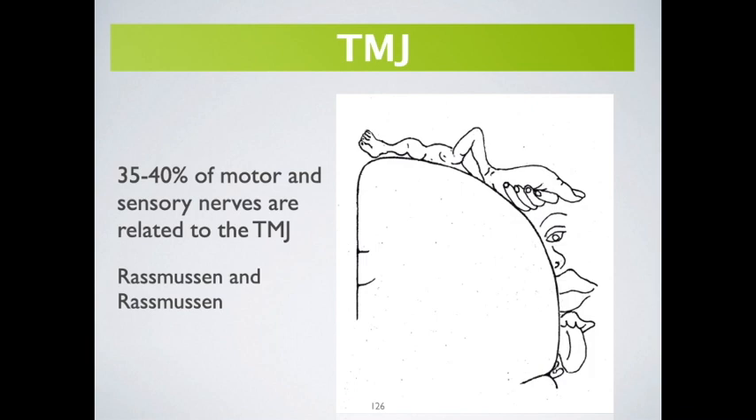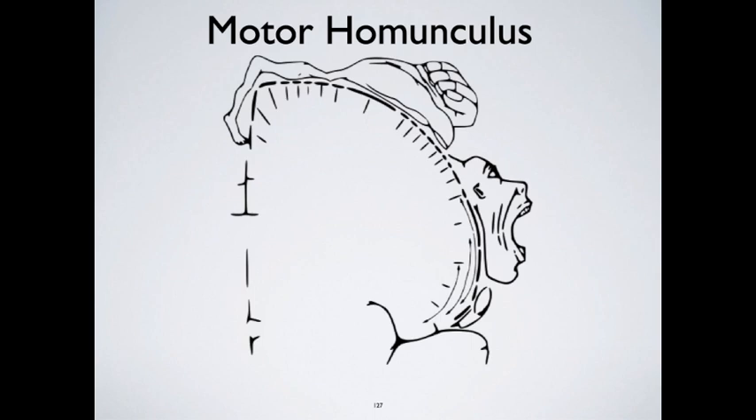I love the homunculus. This is the motor homunculus. This is a graphic representation of the relative amount of the central nervous system that is involved with different body parts. And as you can see, the head, especially the face and the jaw, has a huge, and the hands have a huge representation relative to other body parts. A homunculus means little man, small human, something like that. That's Greek.